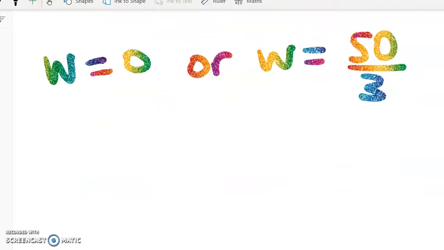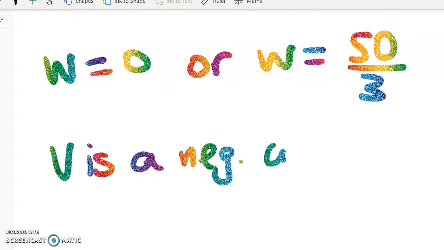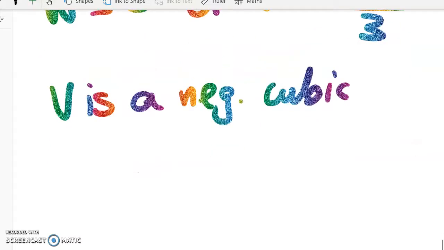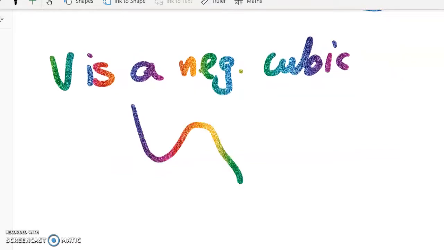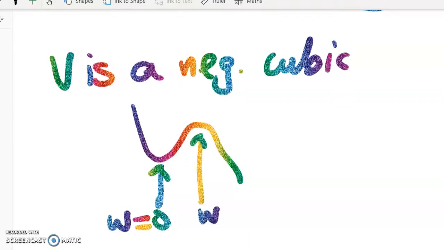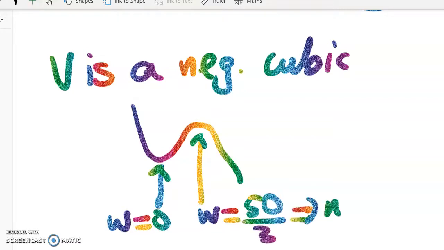We can think about the curve that we've got. Well, V is a negative cubic, right? So it has a shape of down, up, down. So we know that this point is going to be the first one, which is W equals 0, and this point is going to be the second one along, which is W is equal to 50 over 3. So it's a maximum here.